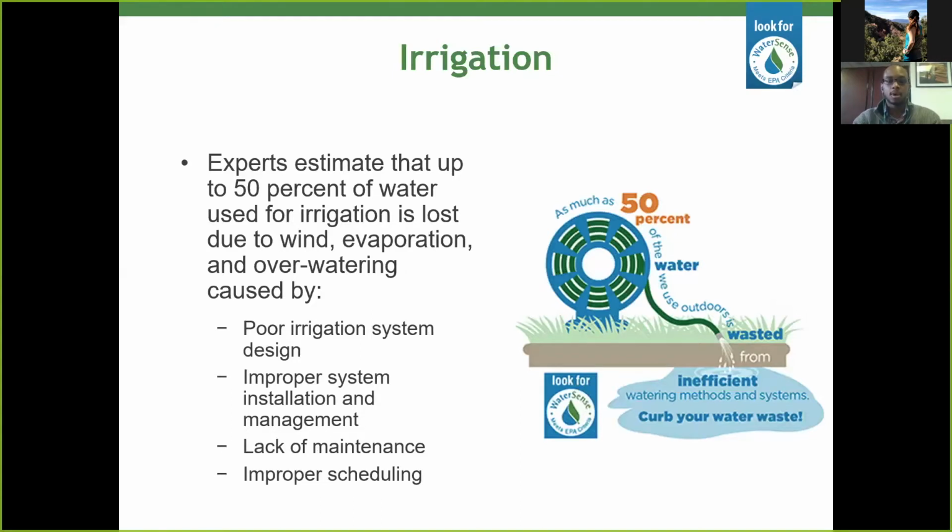The other part of the water budget tool concentrates on irrigation. And it's estimated that up to 50% of water that's used for irrigation is lost due to factors such as wind, evaporation, and overwatering. And these things can sometimes be caused by either poor irrigation design, not being installed or maintained properly, and sometimes it's even due to just improper scheduling.